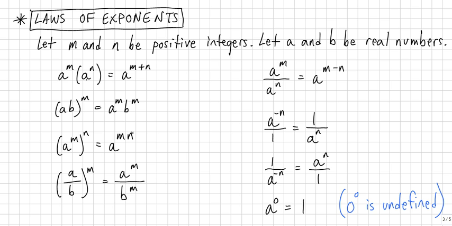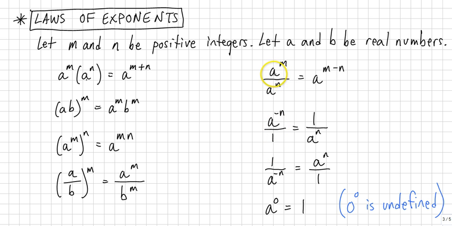We're going to add to them now. Let's say we have a fraction being raised to a power. So a divided by b all raised to the m power. Then the numerator gets the exponent and the denominator gets the exponent. That's one we haven't seen yet this year.